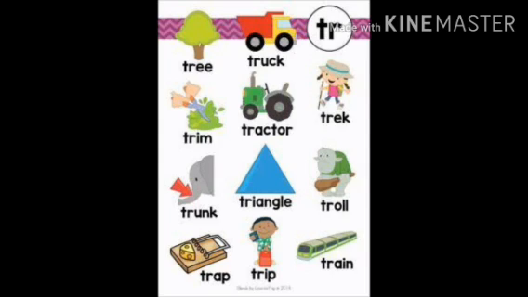Triangle. TR, tra. IANGLE, angle. Triangle. Trip. TR, tra. IP, ip. Trip. Trek. What do you mean by trekking? Going on to the hills or mountains is called trekking. TR, tra. EK, ek. Trek. Troll. TR, tra. OLL, all. Troll. Train. TR, tra. AIN, ain.